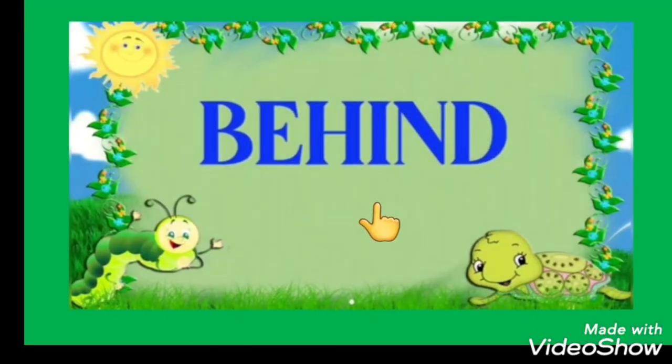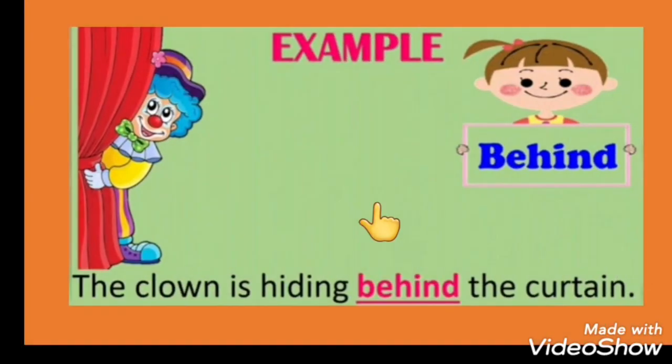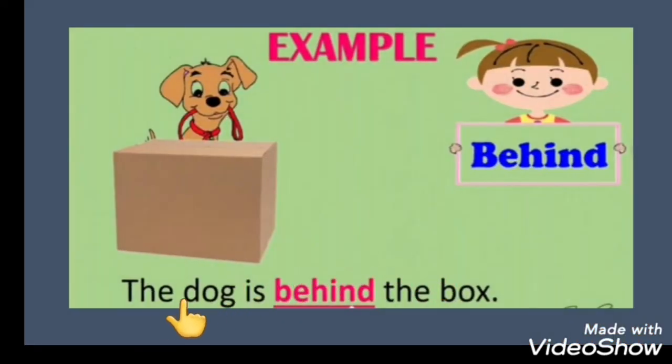Now the next preposition is behind. We use behind if something is at the back of a box, curtain or anything. If anything is at the back of something, then we use the preposition behind. The clown is hiding behind the curtain. So what has the clown done at the back of the curtain? He is hiding. So that's why we have used behind here. Now the next is the dog is behind the box, because the dog is at the back of the box, on the rear side. So that's why we have used behind here.